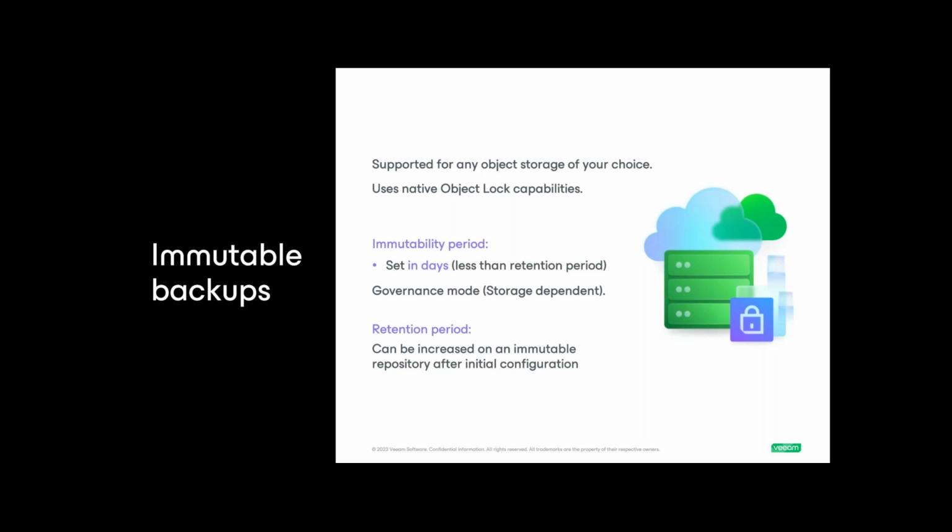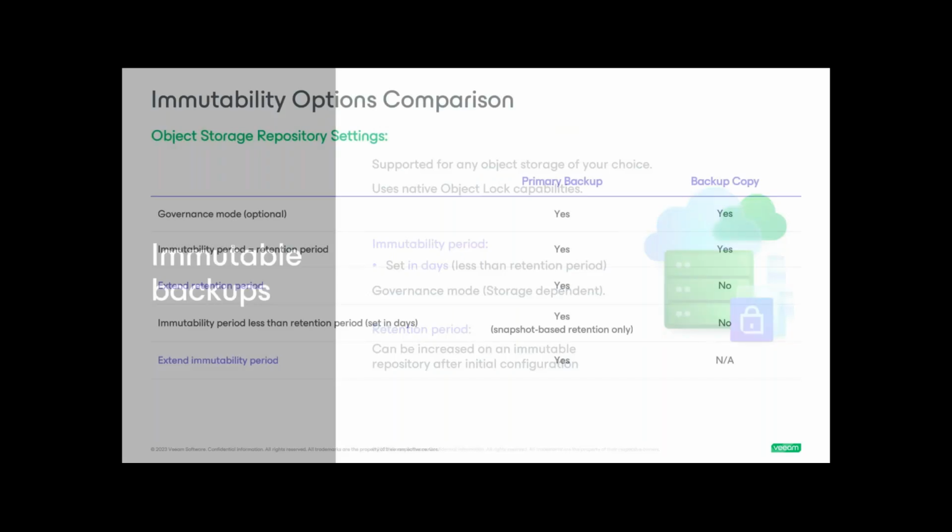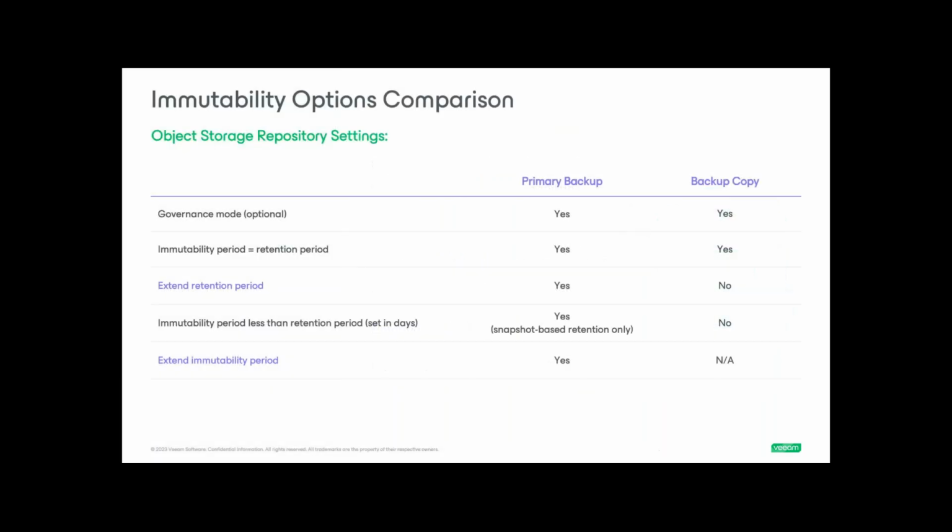Now, by default, it's compliance mode. We do have support for governance mode as well, and this is storage dependent. And then again, retention period, making sure that you have that set up properly. It actually can be increased after the initial configuration, as I mentioned there. For the immutability options that we have, again, governance mode is optional. Primary backup is supported, backup copy also supported. The difference there is going to be compliance mode is strictly compliant to whatever retention that you're setting, and governance mode is going to give you that capability to go in as a specific account and modify that data, right?